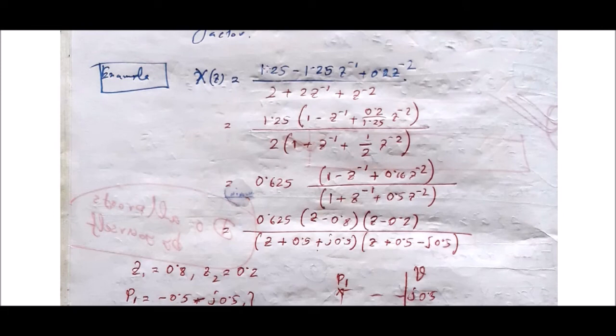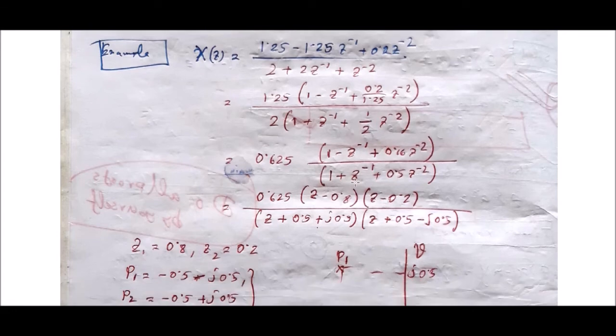Can you find out the zeros and poles for this particular fraction? See that in the numerator there is a polynomial of degree 2, and in the denominator also there is another polynomial of degree 2. Proceed in a similar way. You have taken this common, and you have obtained this particular scaling factor.